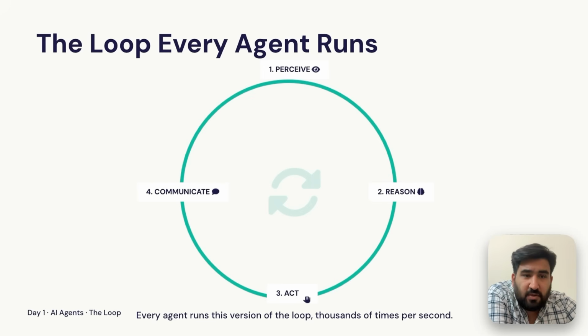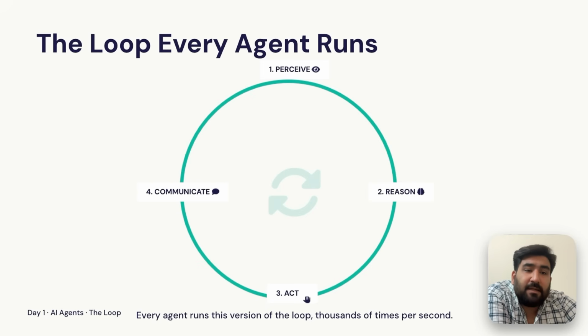Every AI agent, from a $50 Roomba that cleans your floor to the most expensive frontier models running on $1 million clusters, runs somewhere on this loop. Perceive, reason, act, communicate, and then perceive again, round and round, sometimes 1,000 times per second. Some textbooks call it the sense, think, act loop, okay? Some call it the OODA loop: observe, orient, decide, and act.